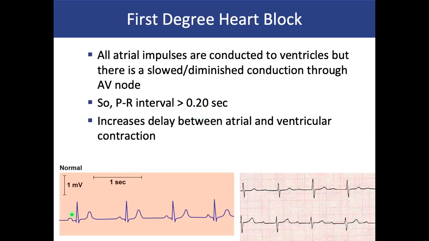Here's normal, right? So here's your SA node through the atria, AV node, ventricles. Take a look at somebody who has a first degree heart block. So here's your P wave, and then look at how long it takes to get through that AV node. The impulse is still getting through that AV node. It's still depolarizing the ventricles, but it's taking way longer than 0.2. Remember, one box is 0.2, and so this is taking about 0.3 seconds to get through. So that's a first degree heart block.